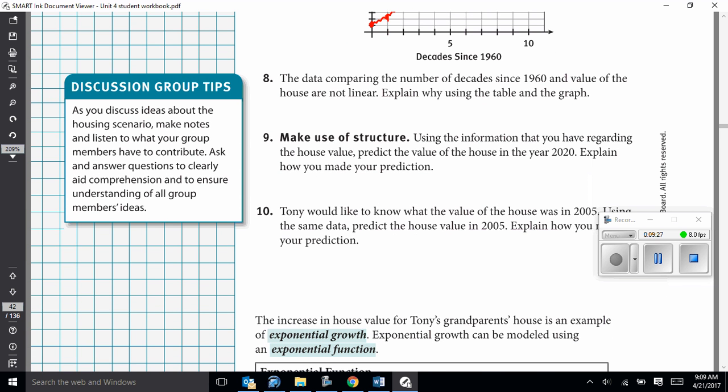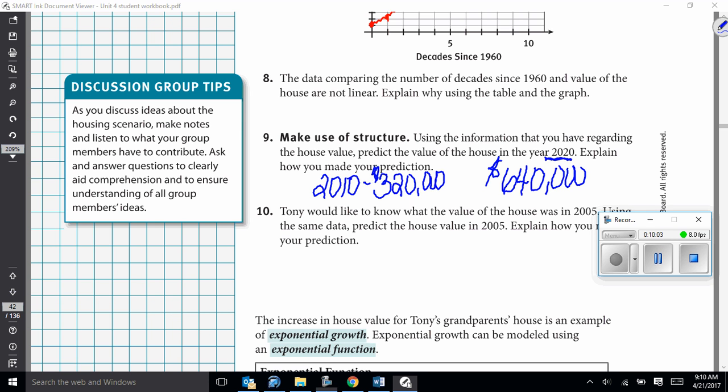All right, so make use of structure using the information that you have regarding the house value. Predict the value of the house in the year 2020. Explain how you made the prediction. So what did we predict the house to be worth in 2020? So right now in 2010, it was valued at 320,000. So 10 years later, what's the value? 640,000.